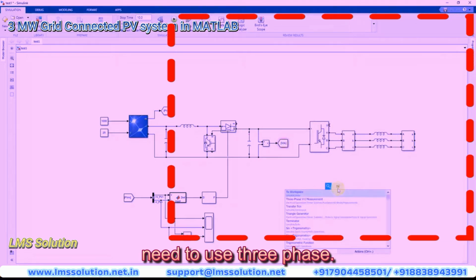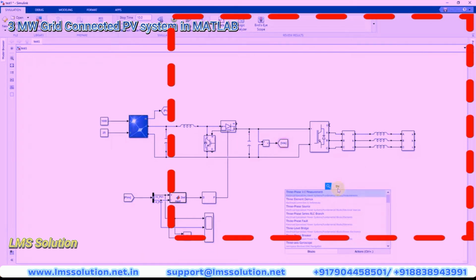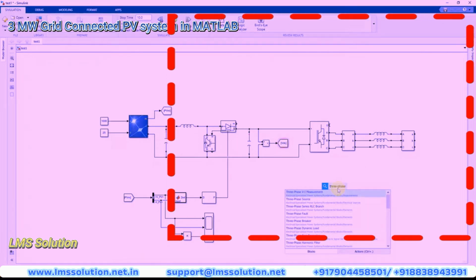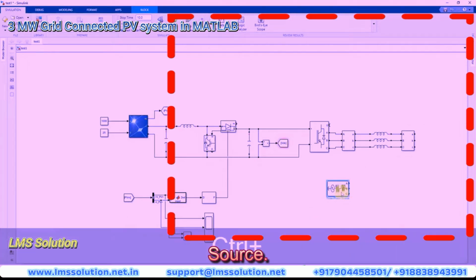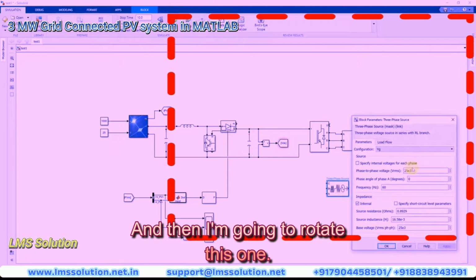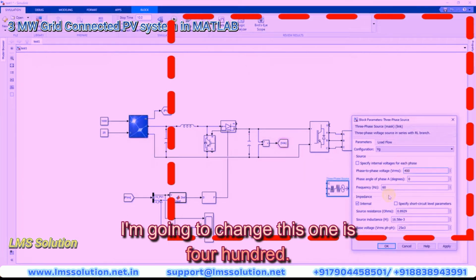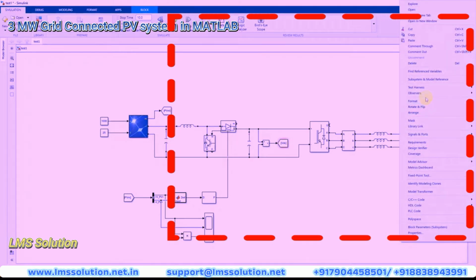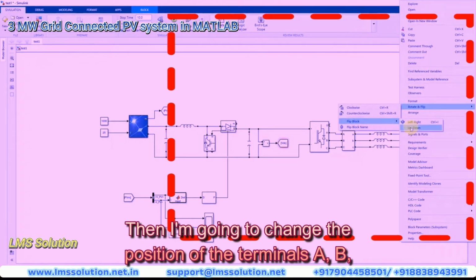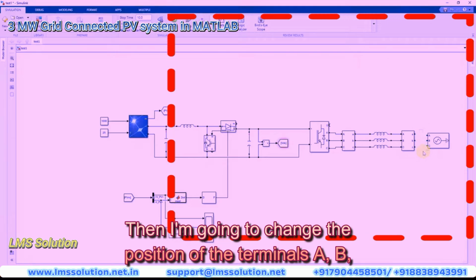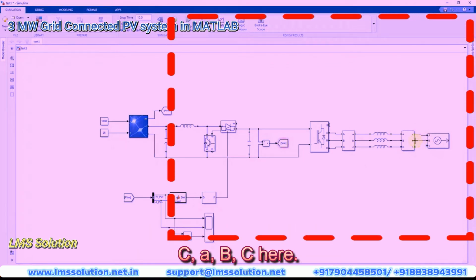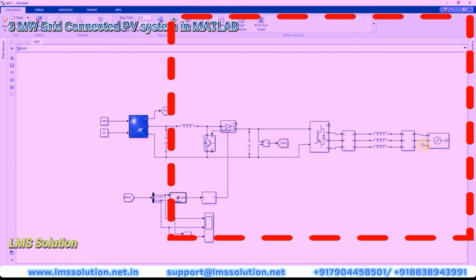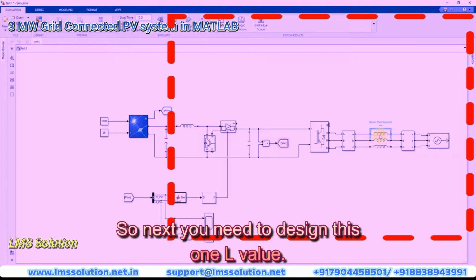and then next we need to use a three-phase source, and then I'm going to rotate this one. I'm going to change this one to 400, this one to 50, and then I'm going to change the position of the terminals. It means VBC, ABC here. So next you need to design this L value.